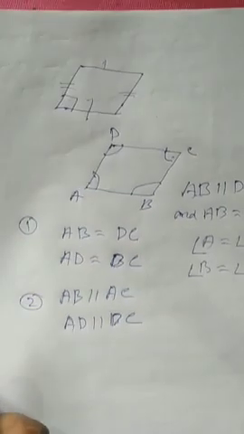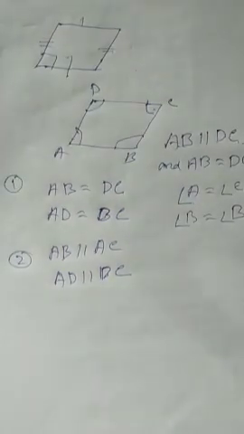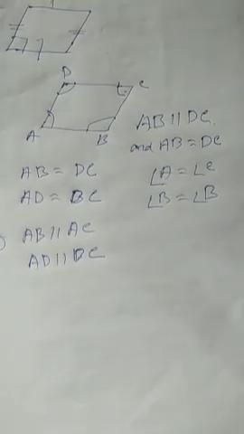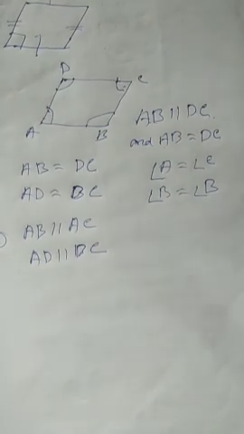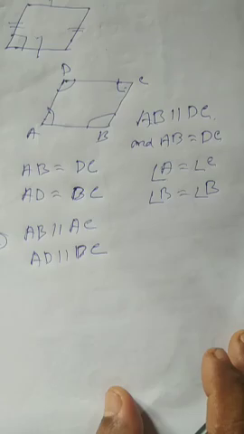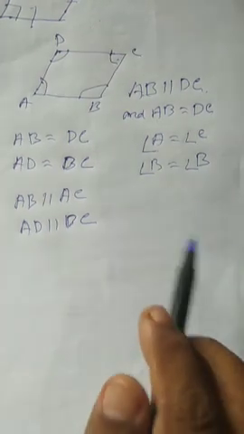First condition, opposite sides are equal. Second condition, opposite sides are parallel. Third condition, if one pair is equal and parallel. Fourth condition, if opposite angles are equal. Fifth condition, if diagonals bisect.